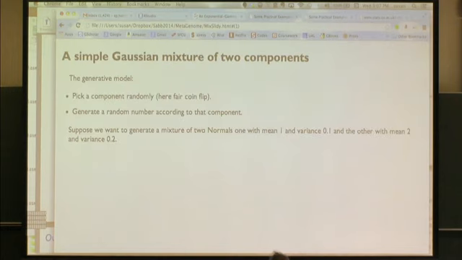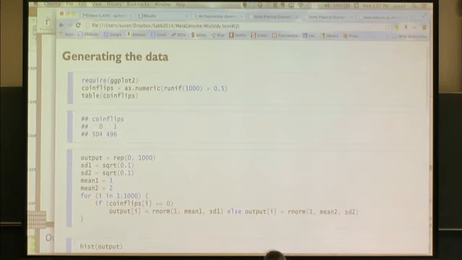So this is a simple Gaussian mixture of two components, and I'm going to do again the fair coin flip, and then you generate a random number according to that component. Here I have one with mean 1 and the other has mean 2, and they have different variances. If I wanted to do that with the computer, I think that looking at the pseudocode is kind of useful, and then you get used to what the pseudocode in R looks like.